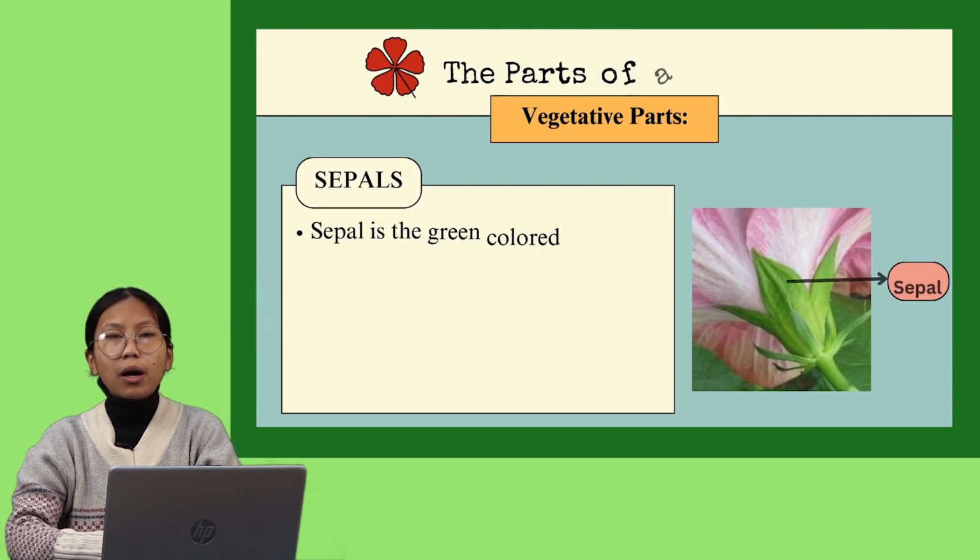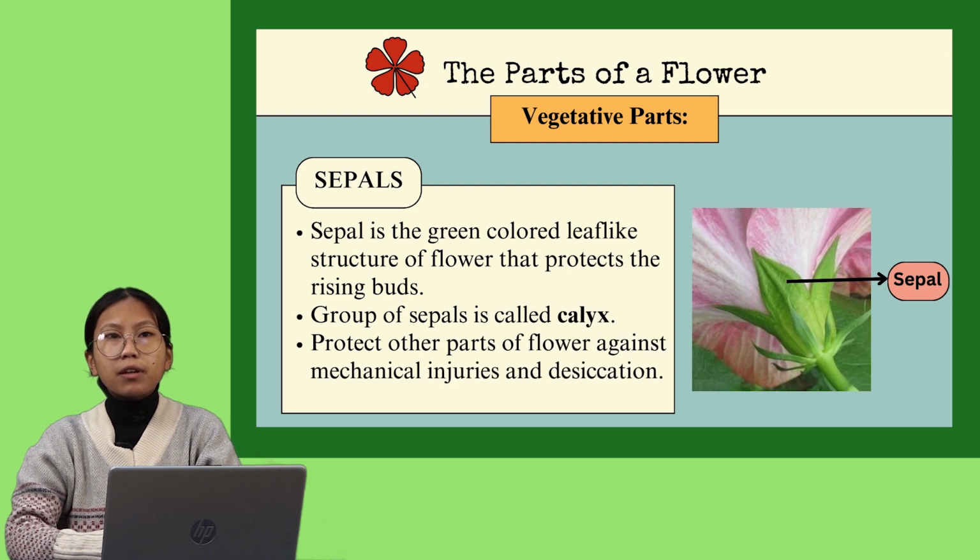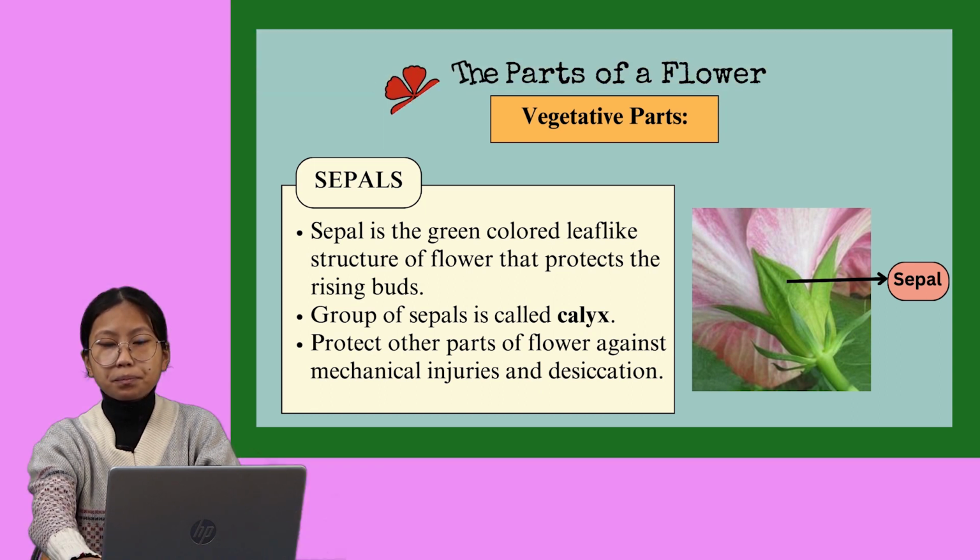Firstly, the vegetative parts, sepal. Sepal is the green colored leaf-like structure of the flower that protects the rising bud. Group of sepals is called calyx, and calyx protects other parts of flowers against mechanical injuries and desiccation. That arrow that is pointing, it is the sepal.